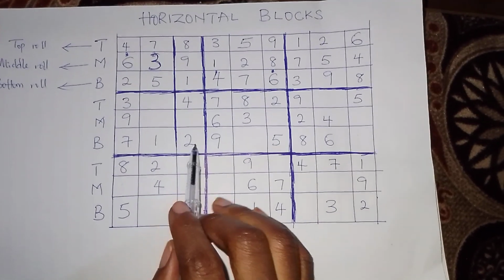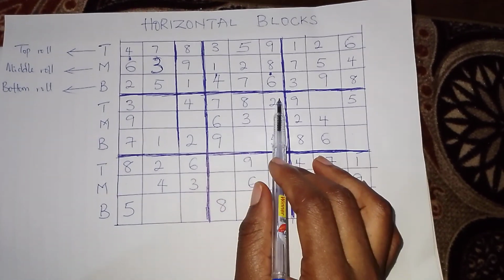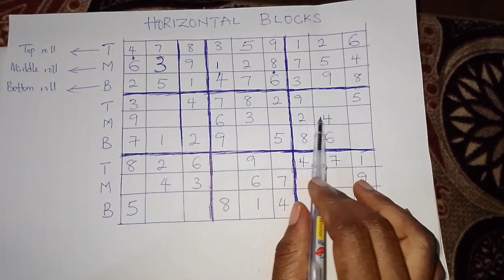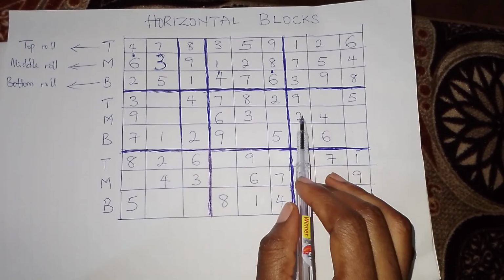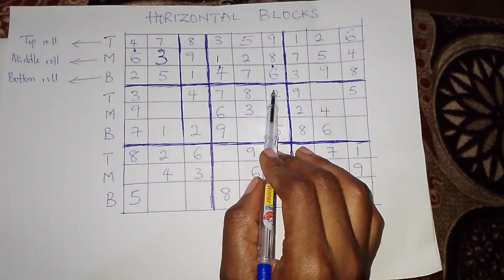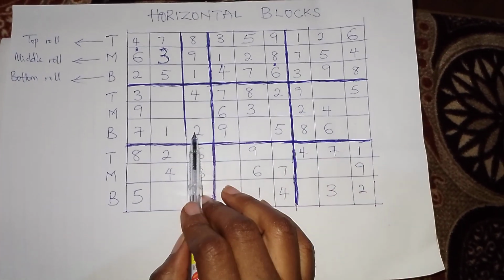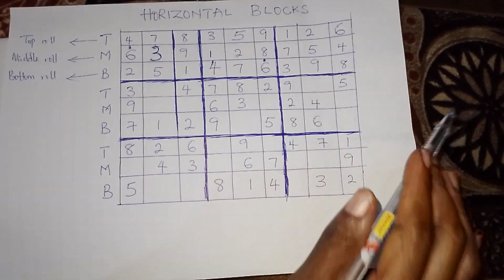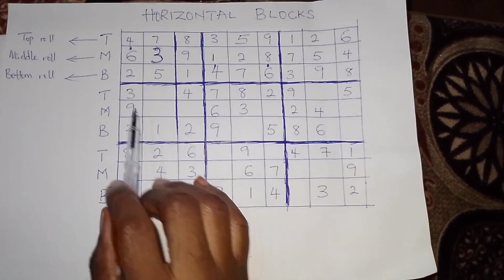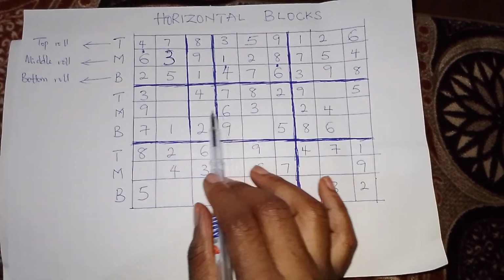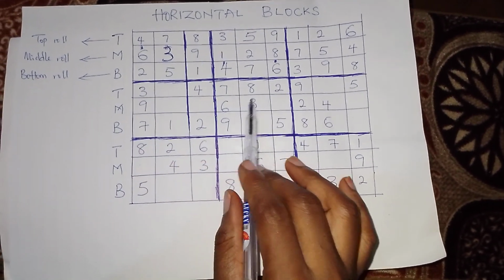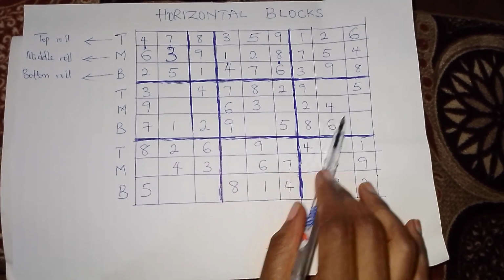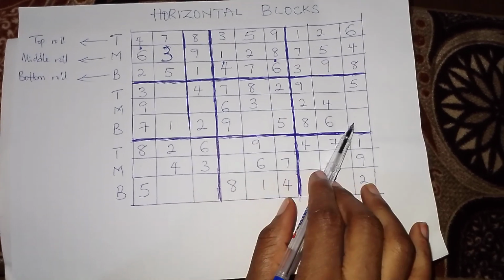So let's go to 2. We have 2 here. We can find 2 at the top. So we're looking for 2 at the middle in the third block, and we have it perfectly at the top, at the middle, and at the bottom in the 3 different blocks. So we're moving to 3. We have 3 at the top, 3 in the middle, in the second. So we're looking for 3 at the bottom.